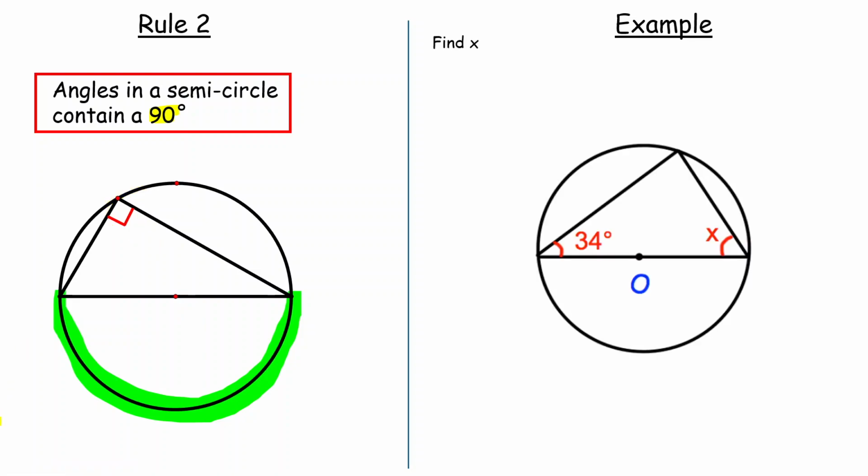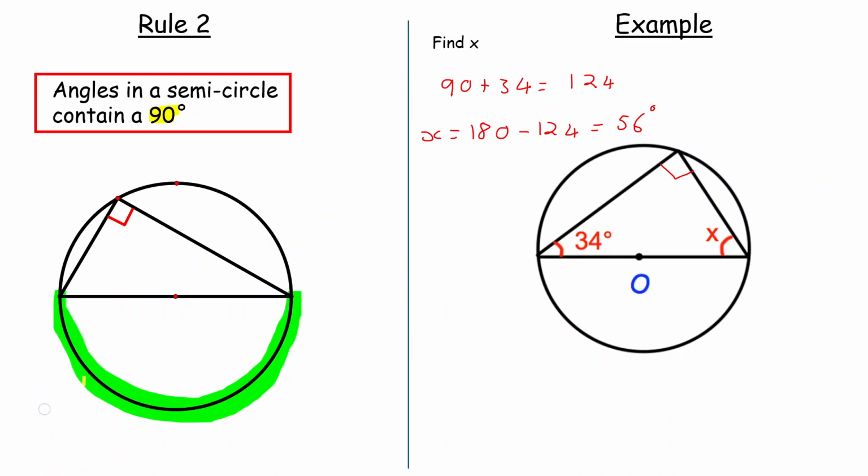So if I look at an example, this one is saying find the angle x. Well, it's using this rule here: this angle must be equal to 90, because angles in a semicircle contain a 90-degree angle. And to find x, if I add 90 and 34, that is equal to 124. Then to get this missing angle x, it must be equal to 180, since angles in a triangle add up to 180, take away 124, which is equal to 56 degrees. And that is my value of x in that question. Let's highlight that, and that is it.